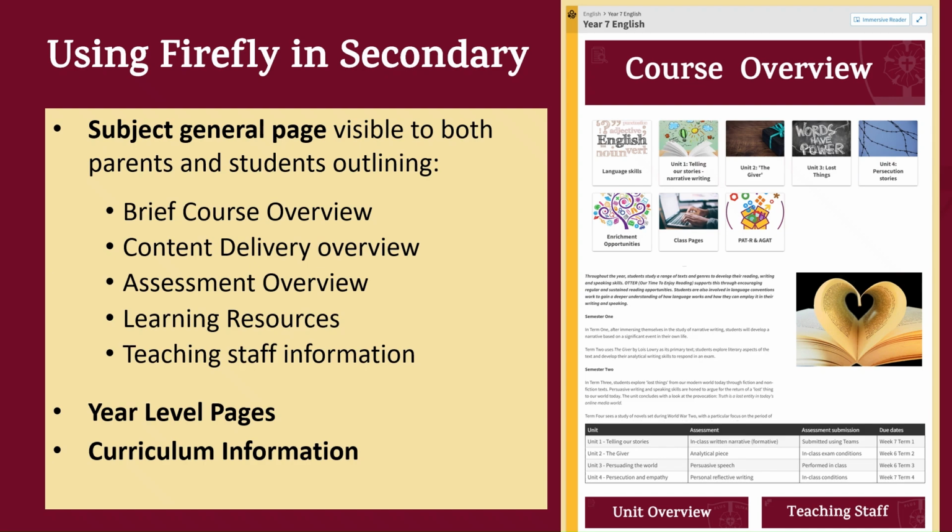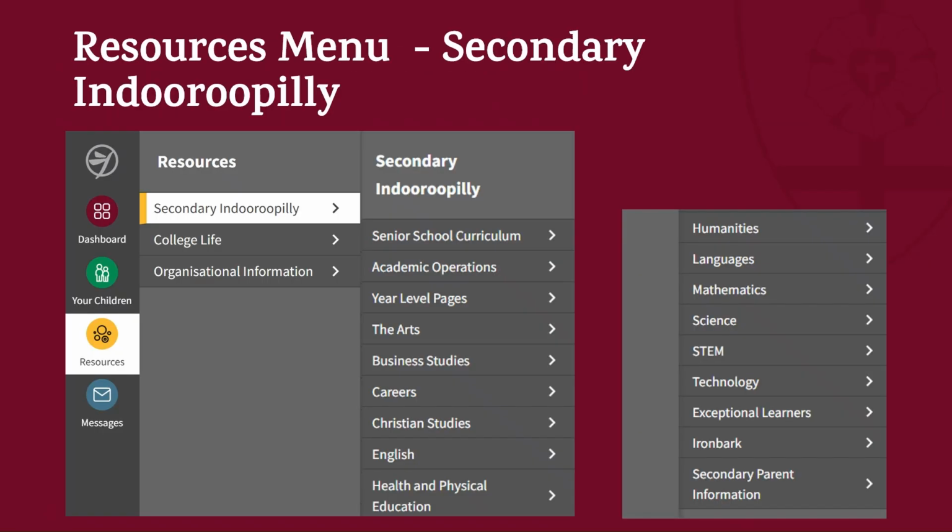Key information relevant to you as a parent is also available in the Resources menu for parents of secondary school students. This includes access to curriculum and pastoral pages, subject information, as well as the assessment calendar relevant to your child's year level. The learning content within the Secondary Years menu is organised by subject area.